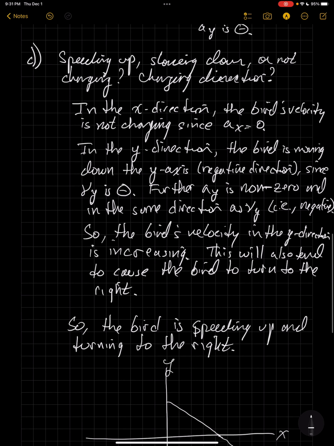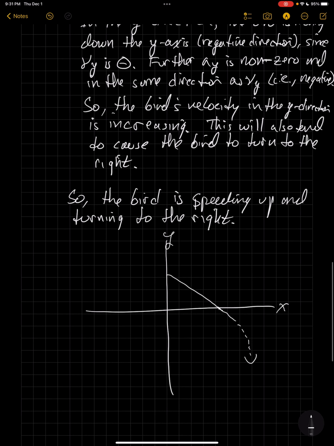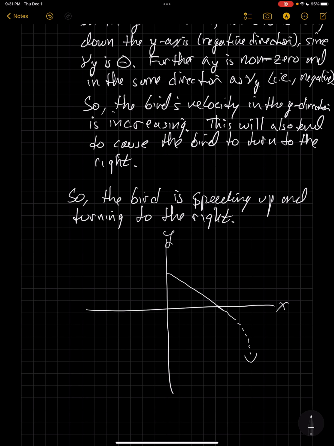And so if I were to draw what the bird's trajectory, what its position would look like if time were to go on, we have our original trajectory here based on time t equals 0 seconds and time t equals 2 seconds, but the bird is accelerating in the y direction and turning down to the right. Okay, so the bird is turning to the right from the bird's perspective.